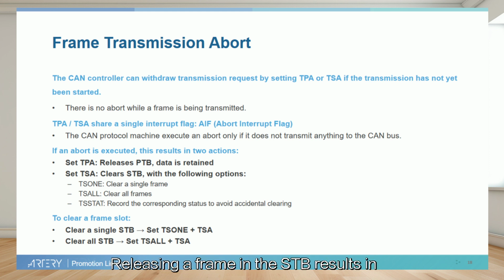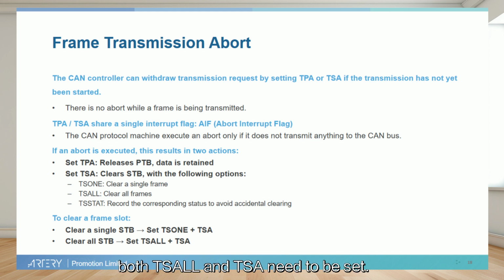Releasing a frame in the STB results in discarding the frame data because the host cannot access it. To clear the entire STB, both TSALL and TSA need to be set. To clear one single STB slot, both TSONE and TSA need to be set.